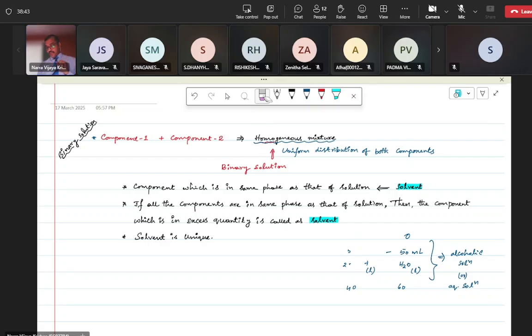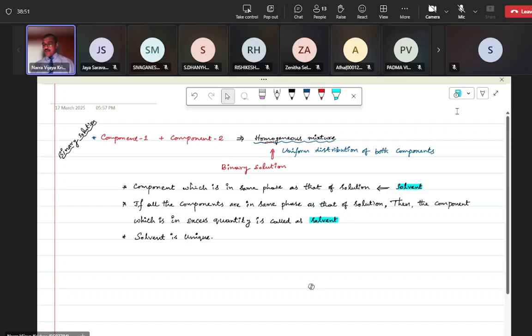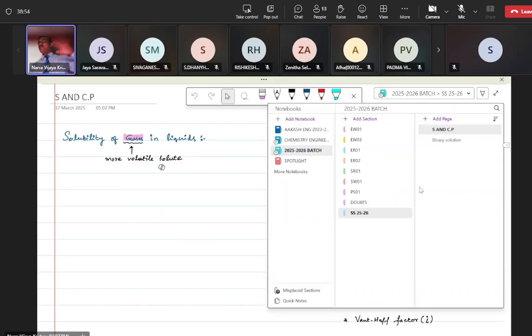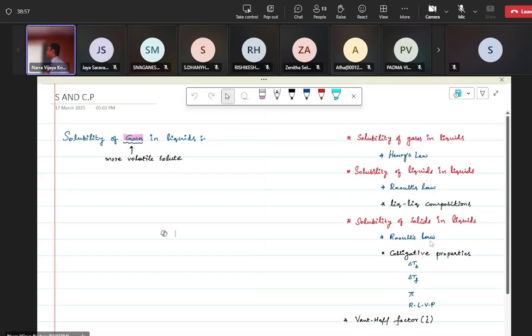Clear or not? So you now know what a solution is, right? Respond, sir. Now we are talking about solutions, so I am not going further. I am coming back to our old concept: solubility of gases in liquids. The moment I add gas to liquid, what is the final phase of the thing obtained? I am passing carbon dioxide into water, soda water, or a cool drink. So what is the final phase?